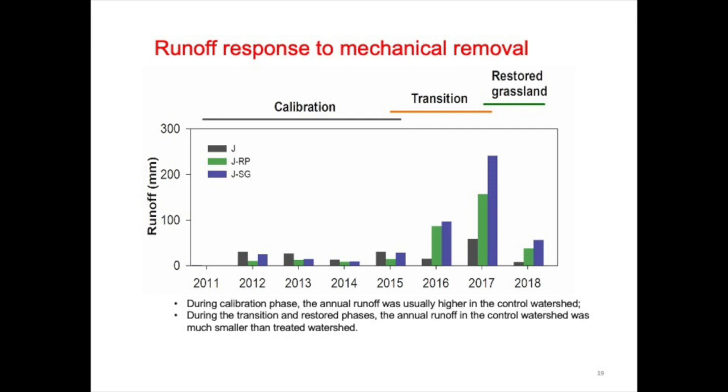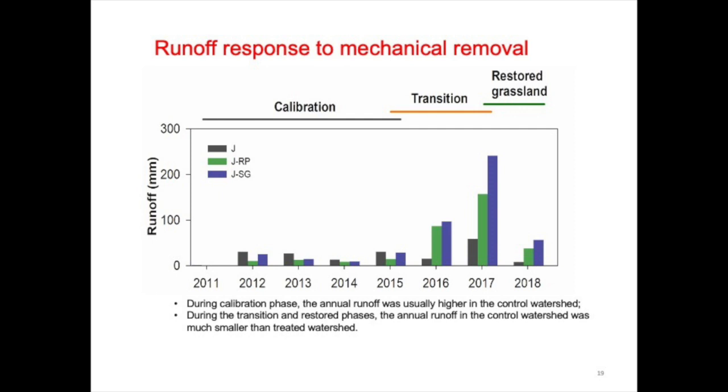If you look at this figure, the gray, J, means juniper woodland, J dash RP is juniper turned into restored prairie, right? And the juniper dash SG is juniper turned into switchgrass. If you look at the calibration phase, the runoff is actually low. However, relatively speaking, the juniper, the J, actually has a little bit higher than the other two. But since 2015, when the juniper were removed, look at the JRP and JSG, it's actually reversed. They have much, much higher runoff from the watershed.